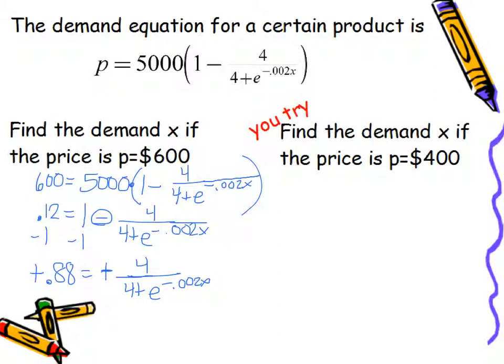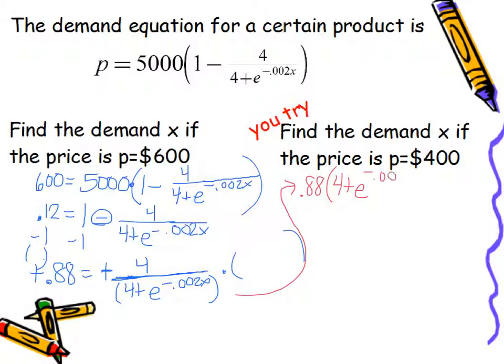And then the next thing I have is this whole thing in the denominator that I need to get out of the denominator. So I'm going to take both sides times that big mess. And so I have to take this side times that big mess also. And so what I'm going to end up with, I'm going to change colors here so it doesn't get too cluttery. So I'm going to have the 0.88 times the big mess, 4 plus e to the negative 0.002x, and that's going to be equal to 4. All right. Now I managed to get rid of the fraction. That was very beneficial to be rid of that fraction.